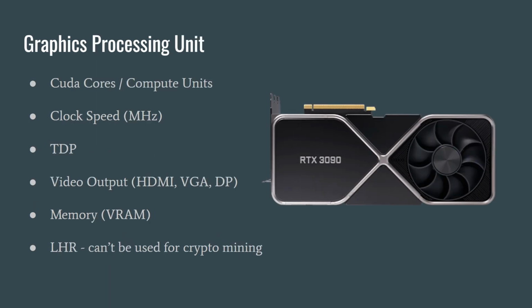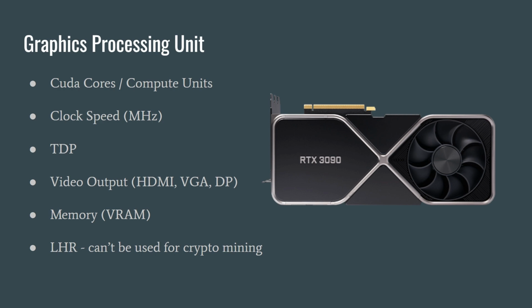All right, next up we have the GPU or graphics processing unit. The graphics processing unit is composed of a bunch of different specs, but there's a couple key ones that I want to talk about. And some of the specs are actually specific to the manufacturers, so we'll talk about that in a second. But some common specs we'll see here.